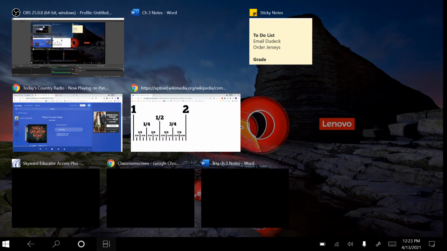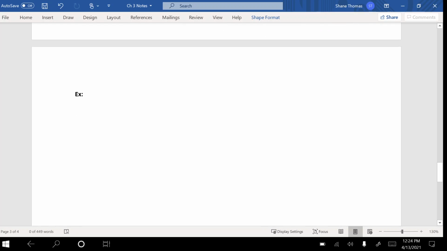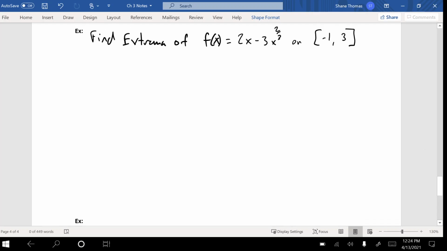So, that was the first one. Second one, let's do another one. So I want to find the extrema of f of x equals 2x minus 3x to the 2/3 power on the interval -1, 3. I just want to be mean like that.